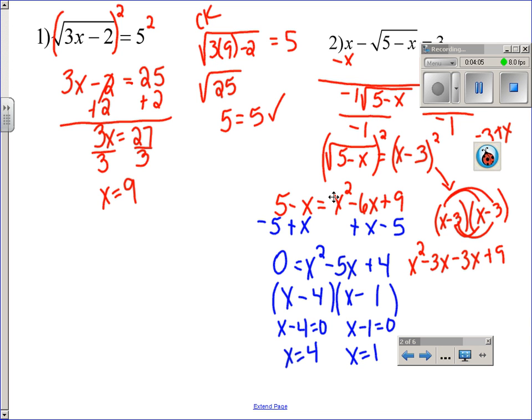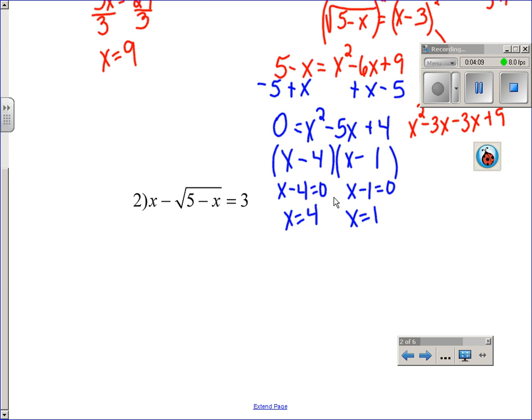So you're going to use the original. So I'm just going to bring it down so that we can check it. Let's check the 4 first. 4 minus the square root of 5 minus 4 equals 3. So we have 4 minus, what's 5 minus 4? 1. What's the square root of 1? 1. So 4 minus 1 is 3. 3 equals 3. It checks.